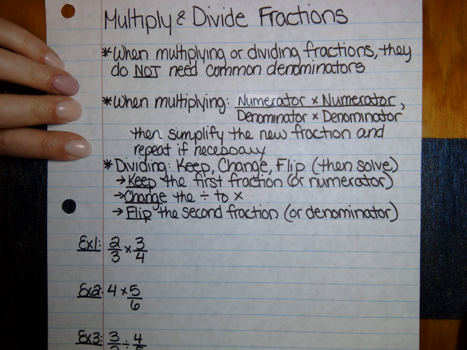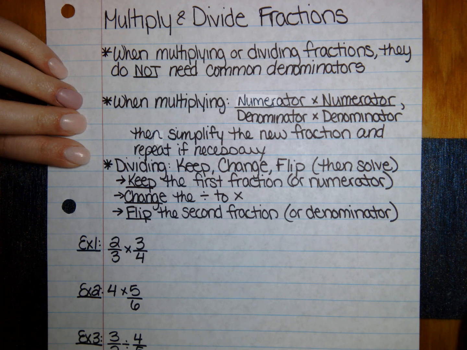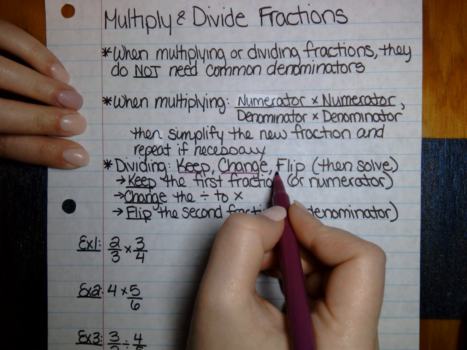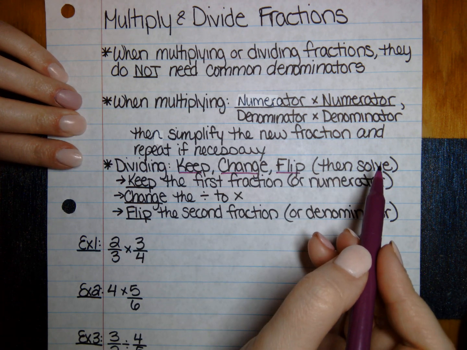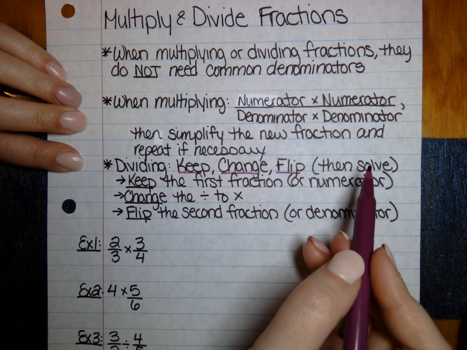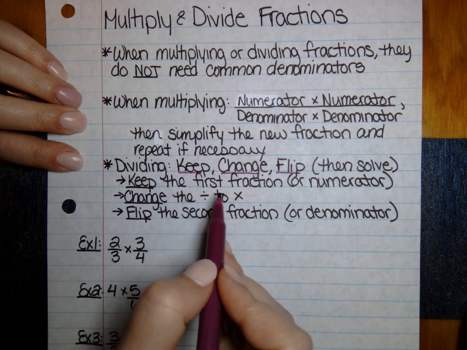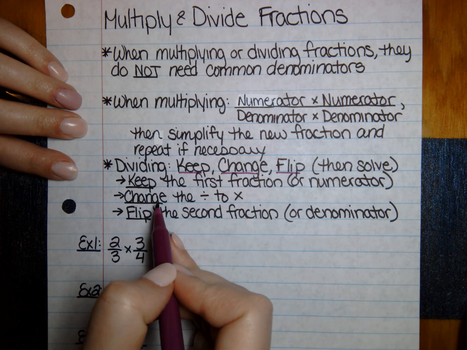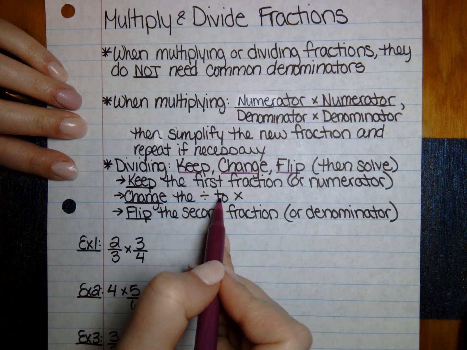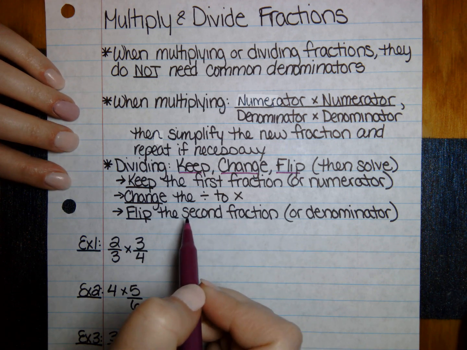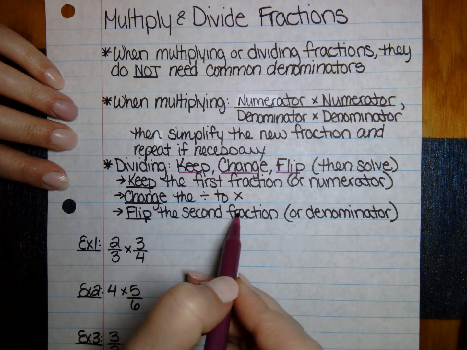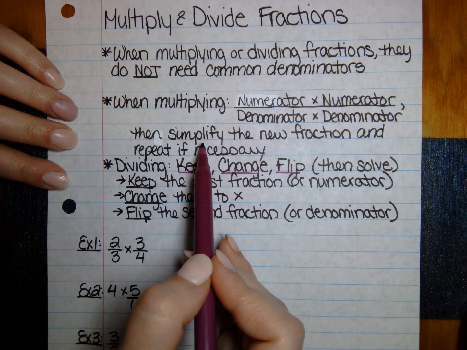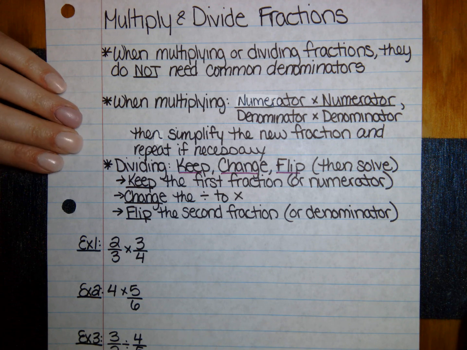When we divide, we have a 3-rule phrase that we use, and it's keep, change, flip. And then you have to solve it using the multiplication properties. So keep means you're going to keep the first fraction, the exact same. You're going to change the division sign into a multiplication sign. You're then going to flip your second fraction, and then, like I said, use your multiplication rules and simplify until you can't any further.